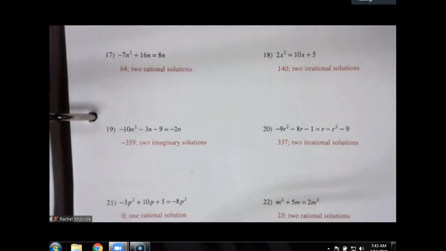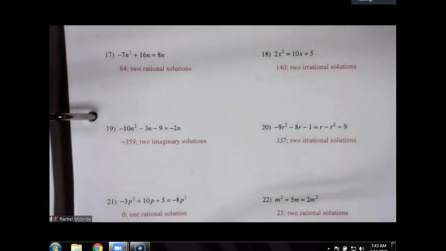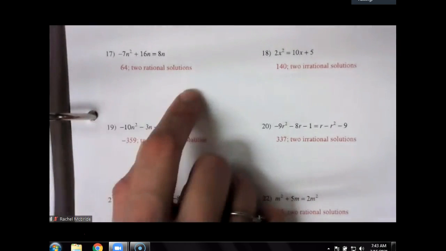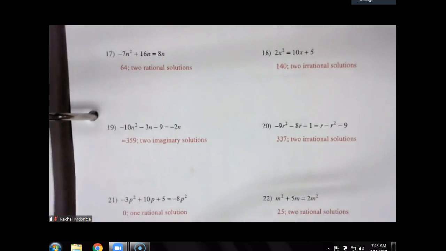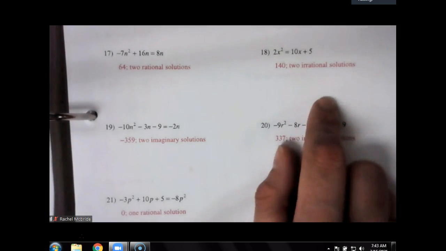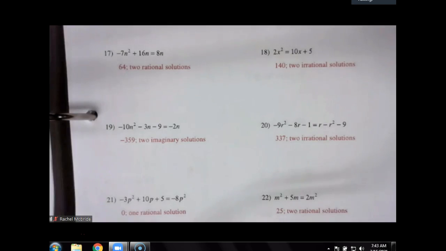Okay, and then we had 17, which was 64. So once again, 2 rational, so that gave you 8 and negative 8 as your square root values. So you would be adding 8 and subtracting 8 from that negative b all over 2a. 18, you got 140 for your discriminant. 140 is not a perfect square. Therefore, you got 2 reals, but your answers were irrational. It was also not factorable.